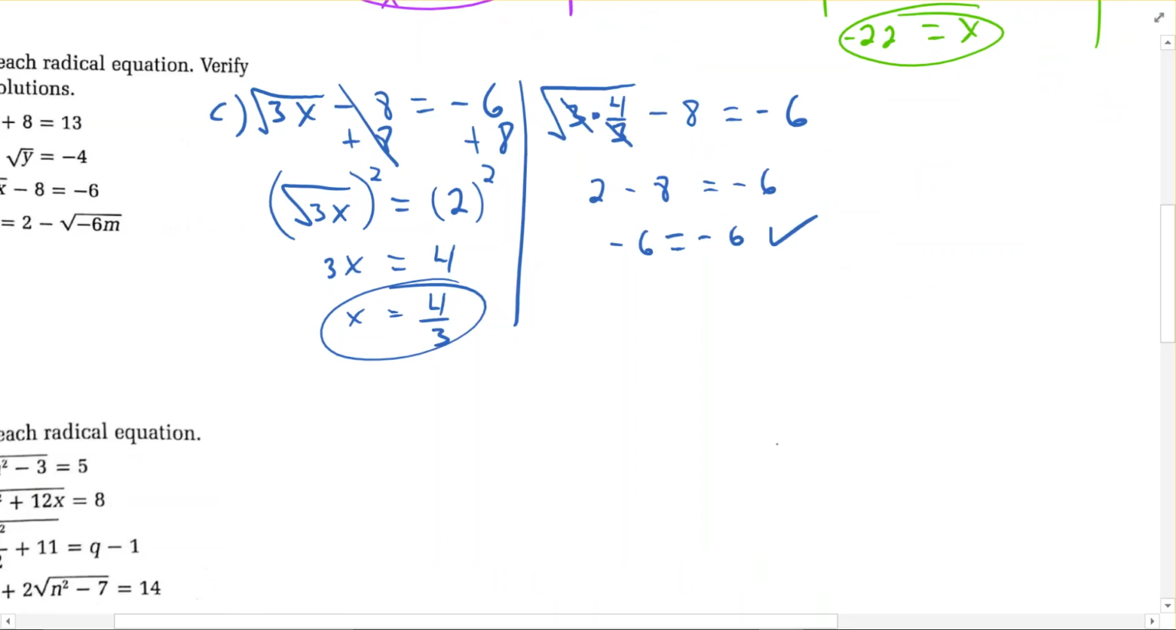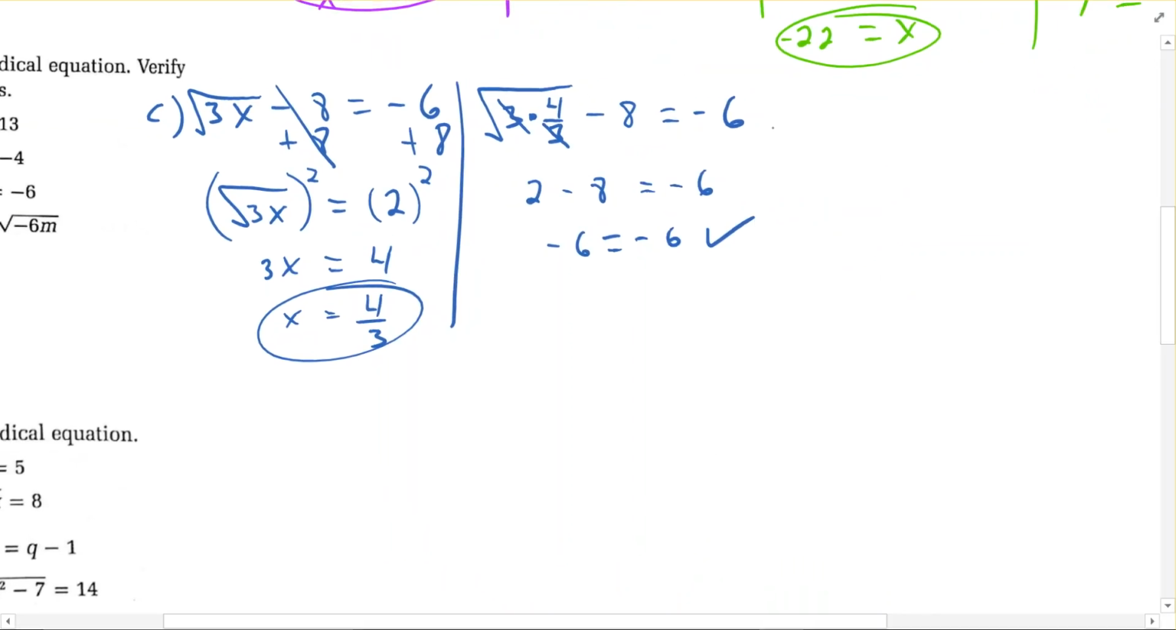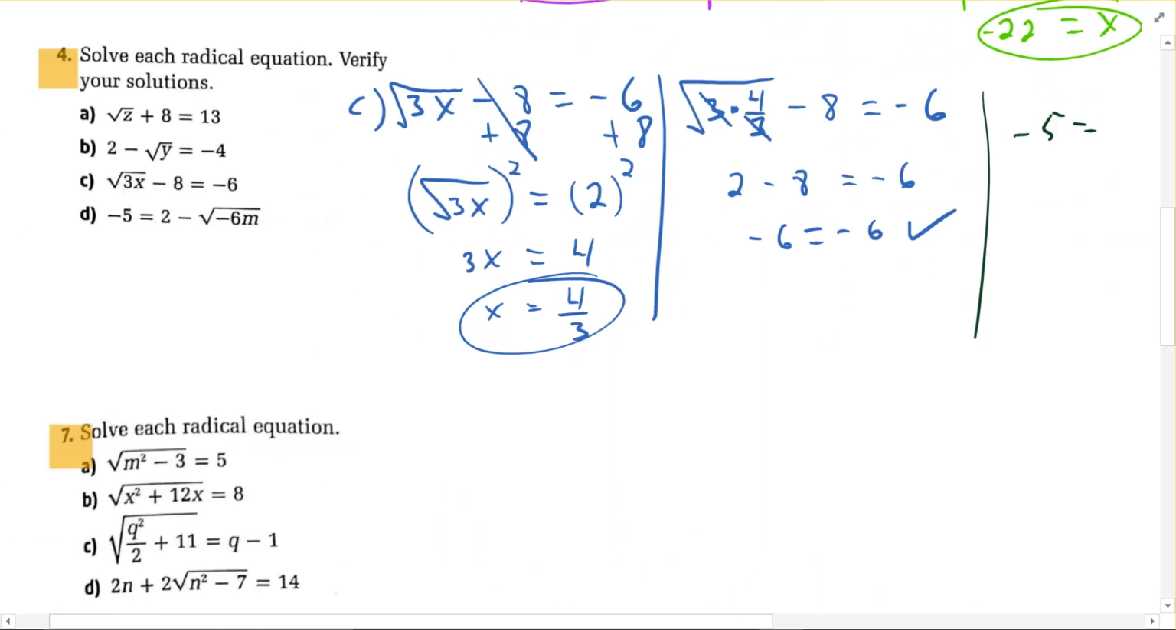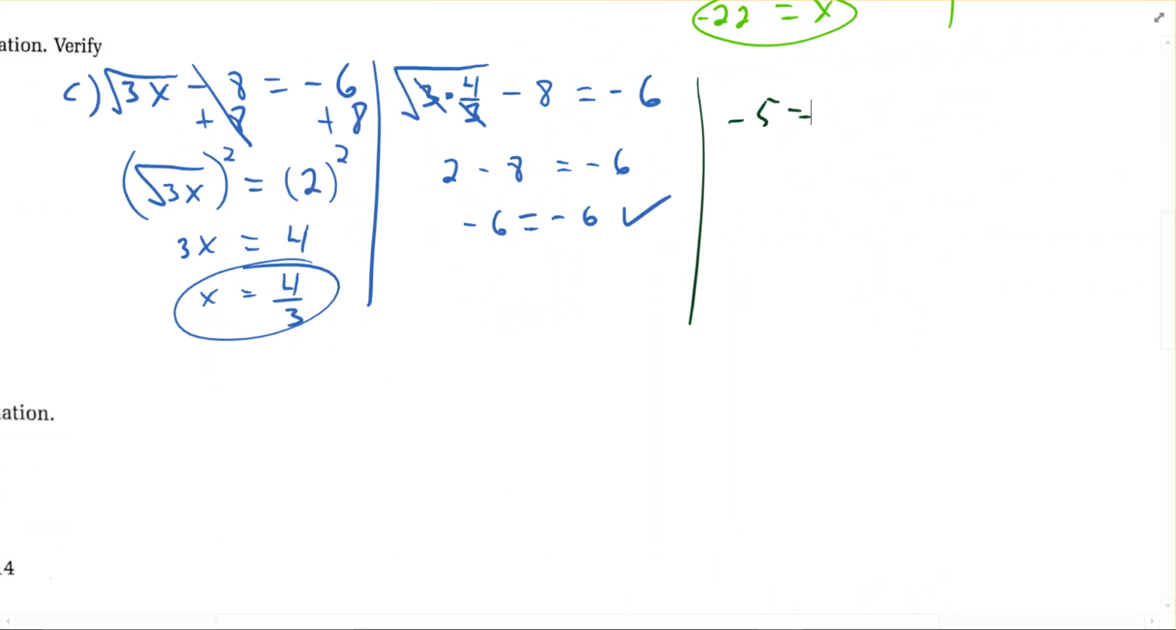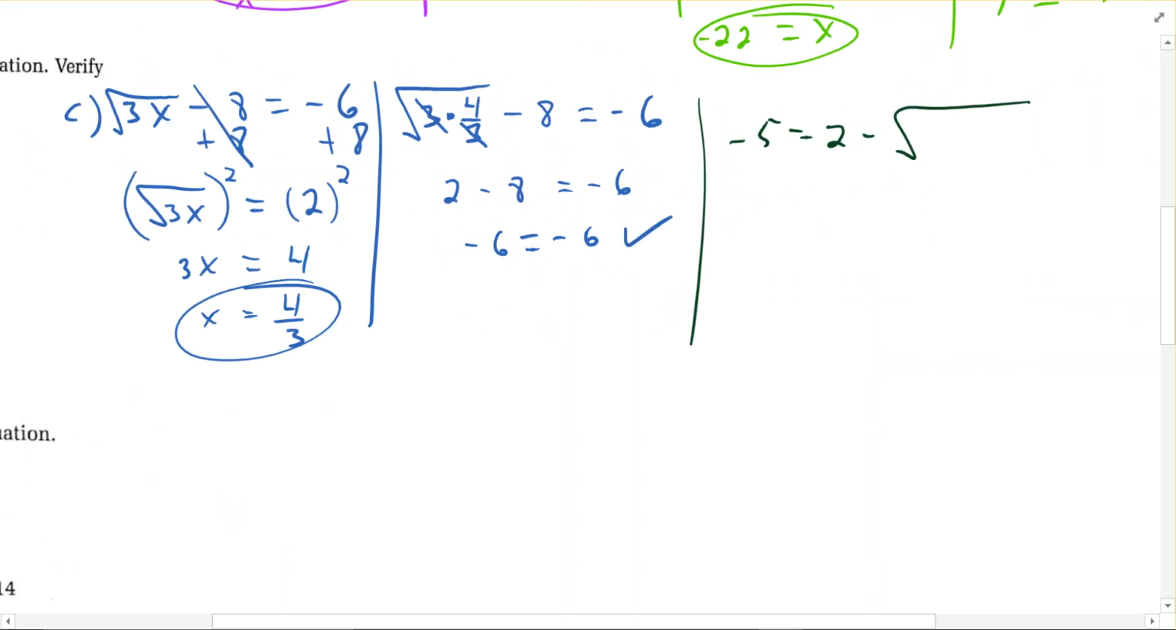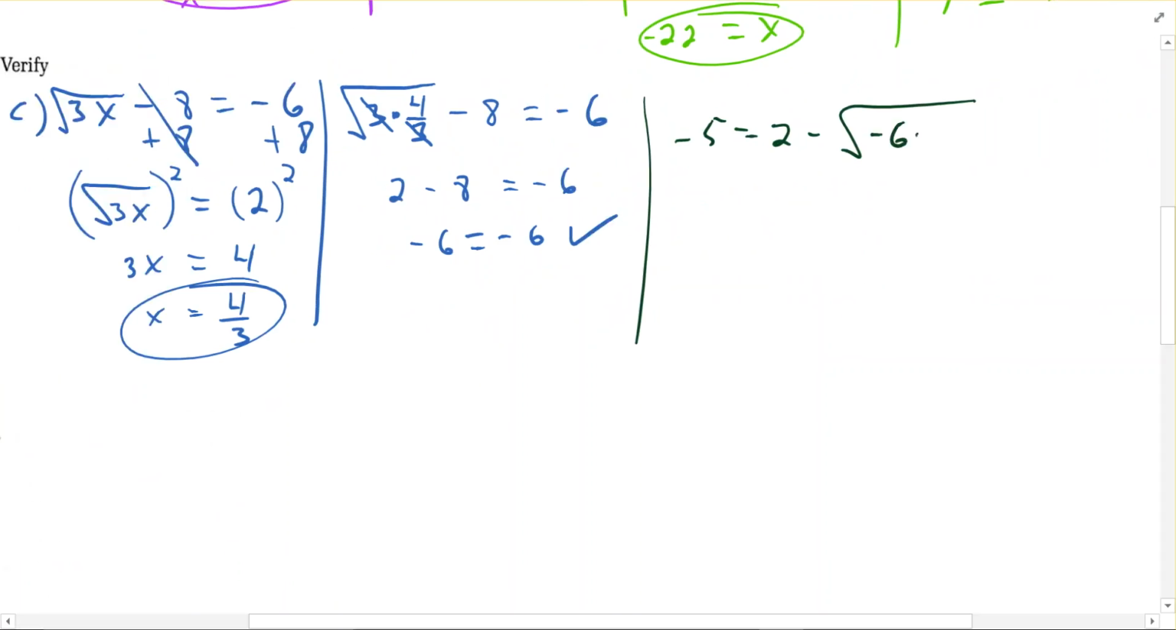Okay, let's do D. Negative 5 is equal to 2 minus square root of negative 6m. What to do here? Let's get rid of that 2 hanging out there, like I said before. So I'm going to subtract 2 from both sides. We've got negative 7 is equal to negative square root of negative 6m.